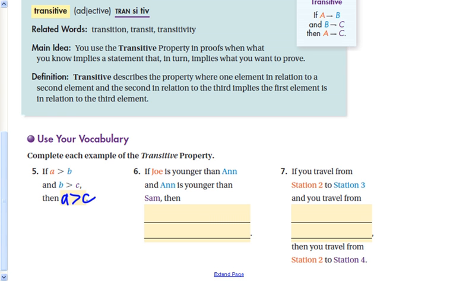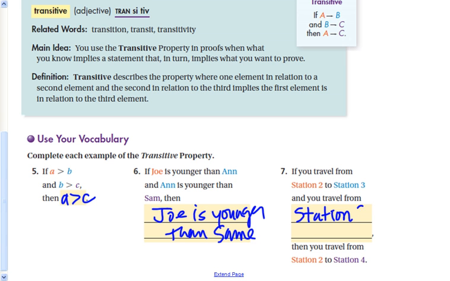If Joe is younger than Ann and Ann is younger than Sam, then Joe is younger than Sam. If you travel from station 2 to station 3, and you travel from station 3 to station 4, then you travel from station 2 to station 4.